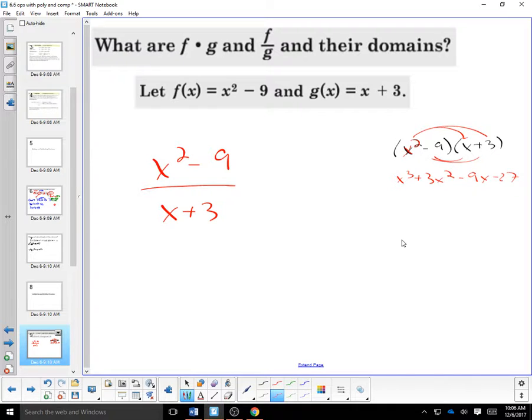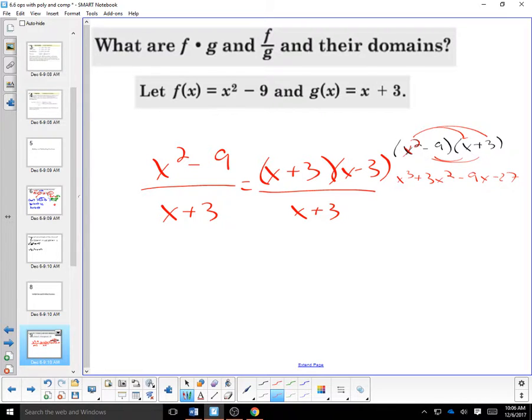We're not done. I mean, that's the basics of it, but we're not done. The top can be factored, can't it? Anybody recognize that that's just going to be two conjugates? That becomes x plus 3 and x minus 3 over x plus 3, correct? Can that be simplified? Yeah, how so?